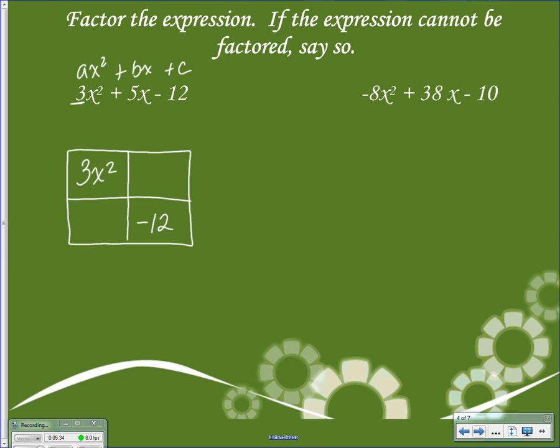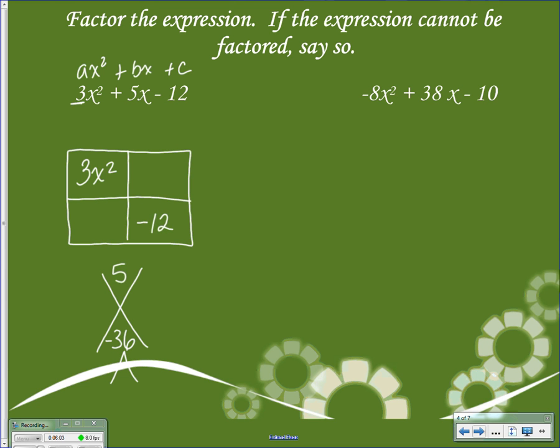Okay, so I have two boxes. I have to figure out what that is. Well, now I'm going to bring in what I have been doing, which is my x. Okay, a little different though. I'm just going to still take my b term. I still want it to add up to be 5. But this time, instead of in the bottom just putting my c term, I need to multiply my a coefficient and my c coefficient together. So 3 times negative 12 is negative 36.